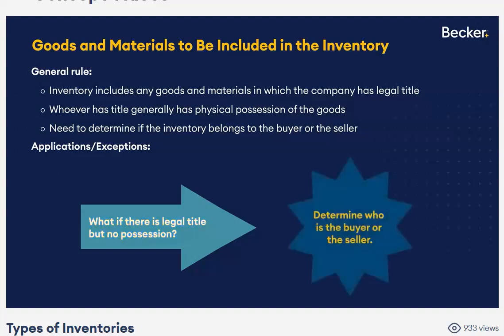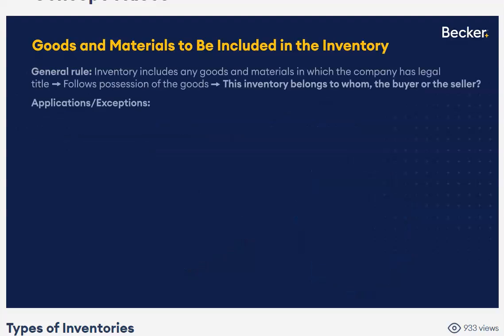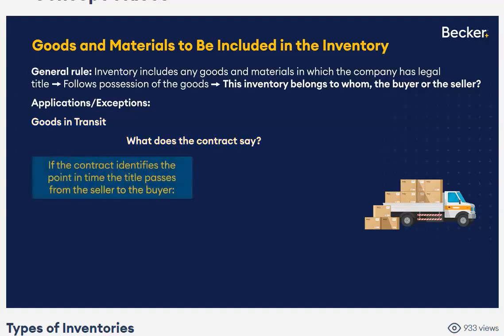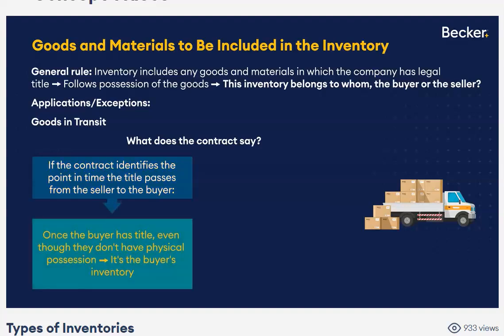Note in the question, by the way, are you buying these goods or are you selling these goods? Okay, are you the buyer or the seller? All right, first thing is, what if the goods are in transit? So the seller's shipping the goods to the buyer. Step number 1 is, what does the contract say? The contract might specifically identify at what point in time title passes from the seller to the buyer. If so, then that's governing. Once the buyer has title, even though they don't have physical possession yet, that's it. It's their inventory, okay? If the contract is silent and the goods are being shipped by the seller to the buyer, then we go to step 2.